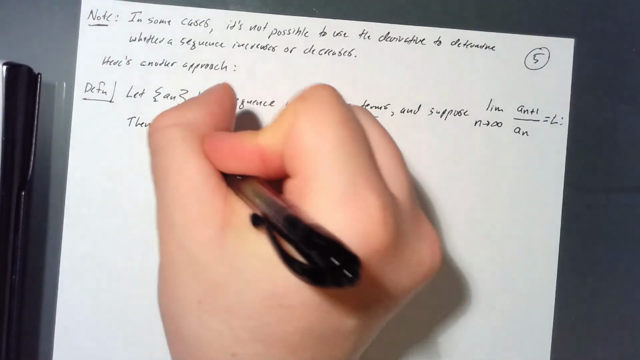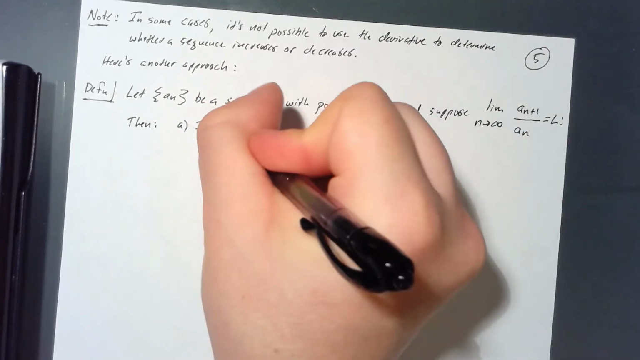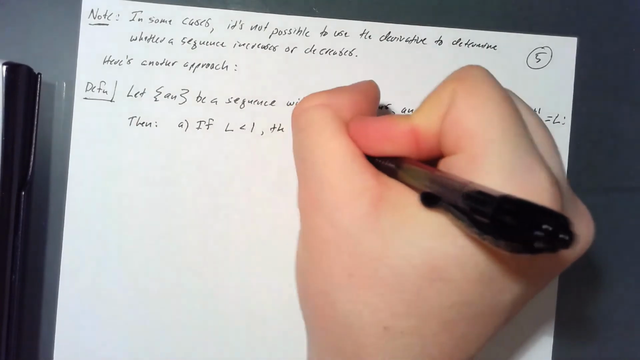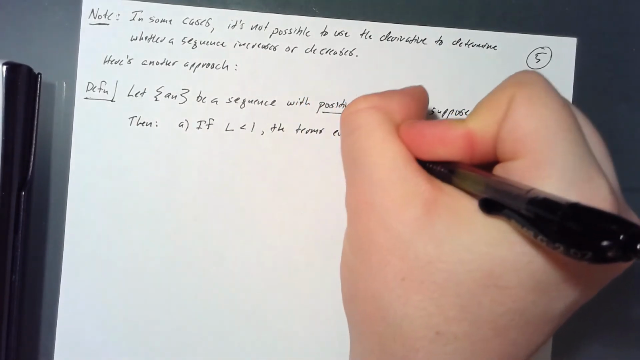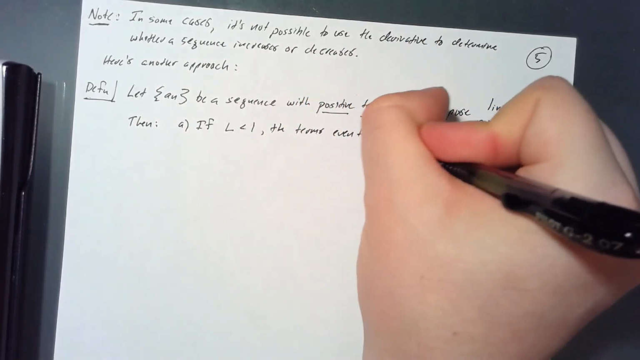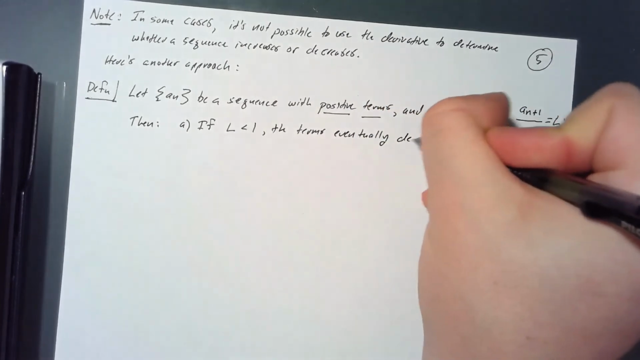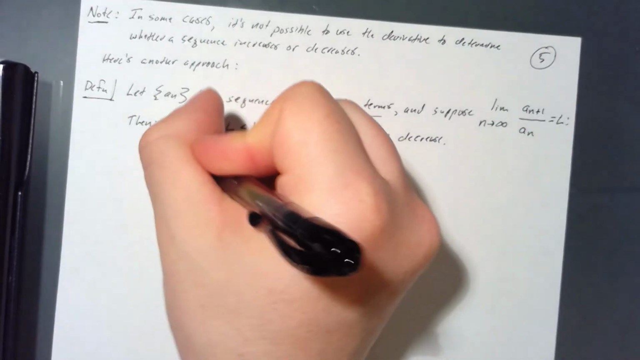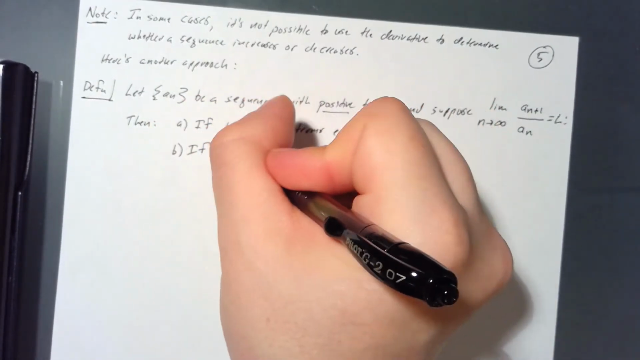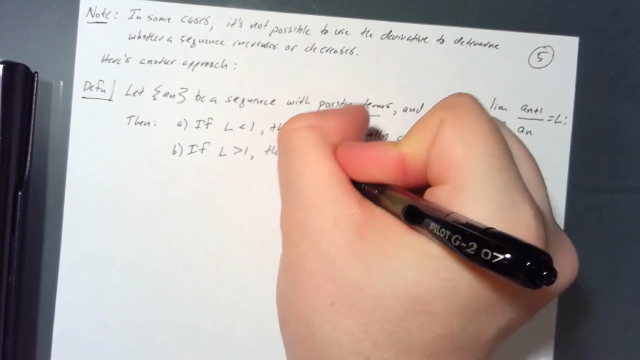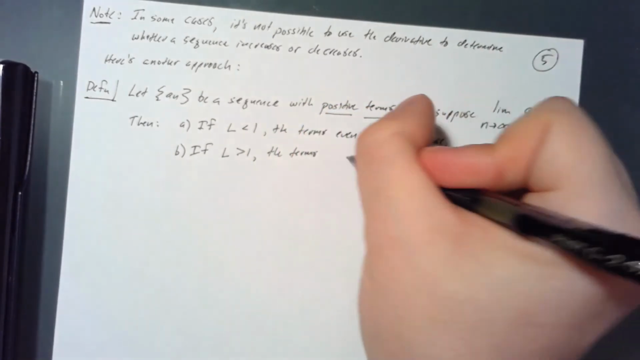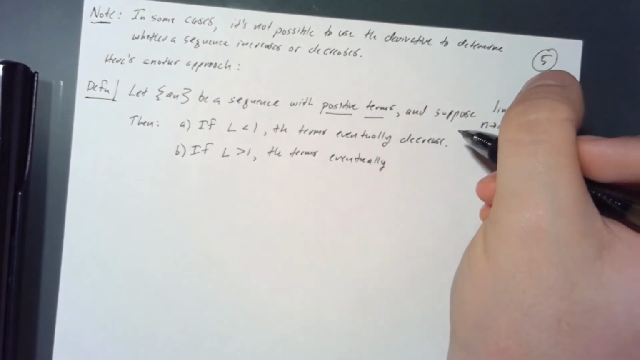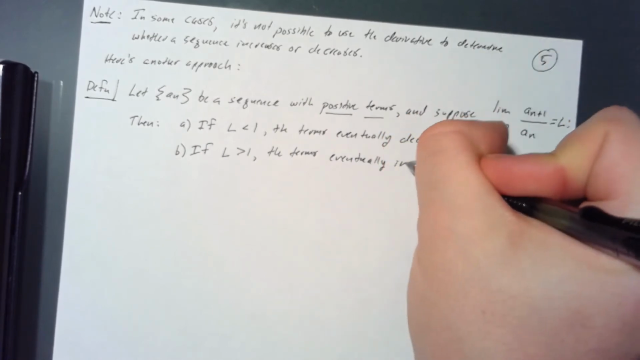So if L is less than 1, the terms eventually decrease. And then B, if L is greater than 1, the terms eventually increase.